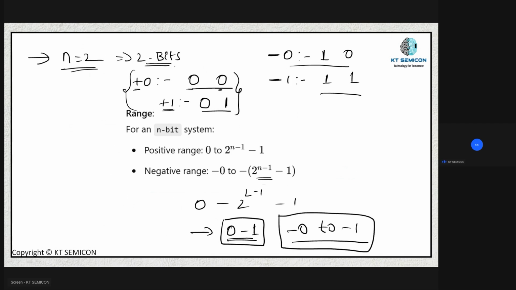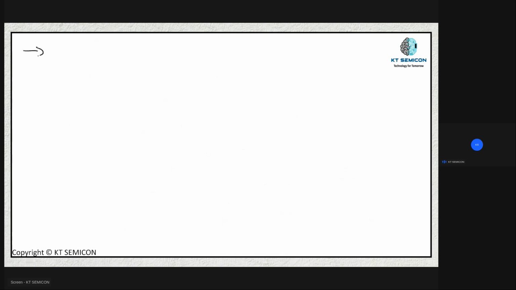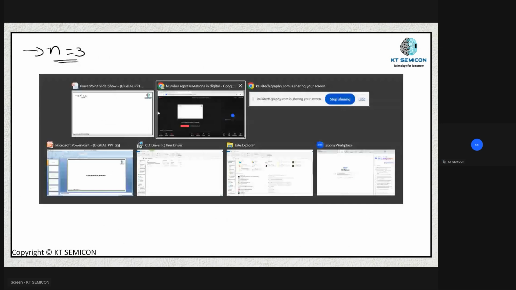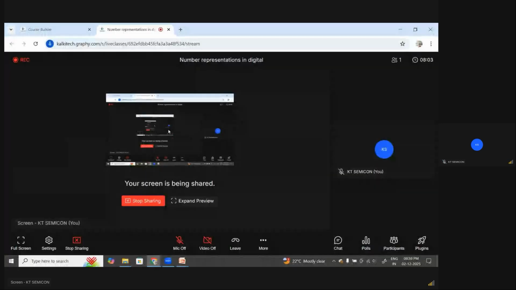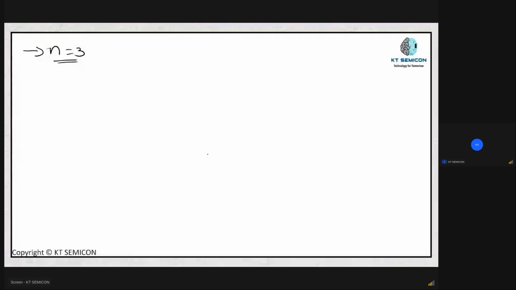Okay. Let's say if I have n is equal to 3, then what are the numbers which I can represent? I can represent from 0 to 2 power 2 minus 1, that is nothing but 4 minus 1, that is nothing but 3. These are the positive numbers which I can represent.